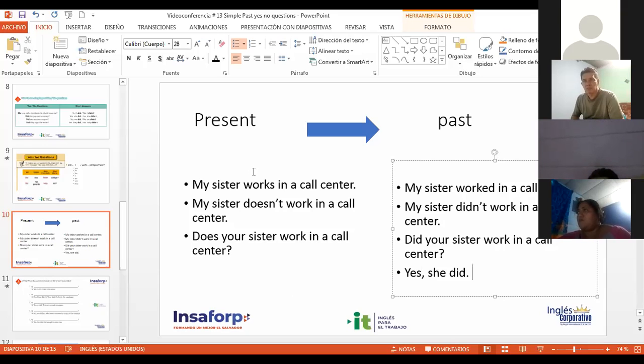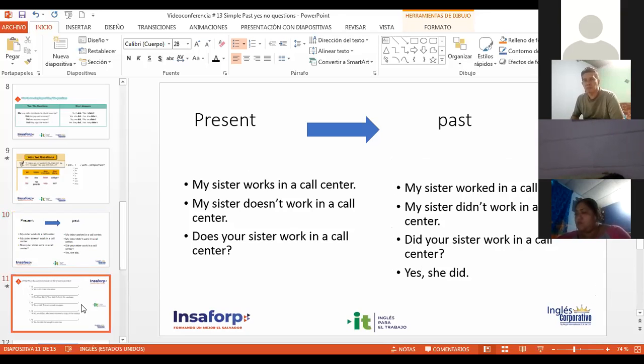Como ven, solo vamos a pasarlo al pasado, ¿verdad? Vamos a usar aquí el verbo en pasado, el auxiliar negativo en pasado, y luego el auxiliar del pasado did en la pregunta, y lo demás sigue igual.